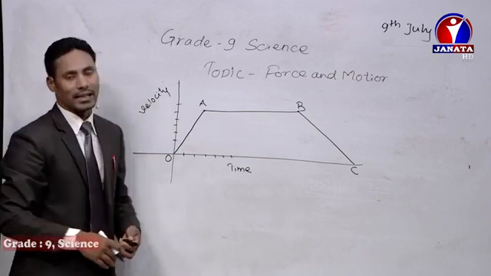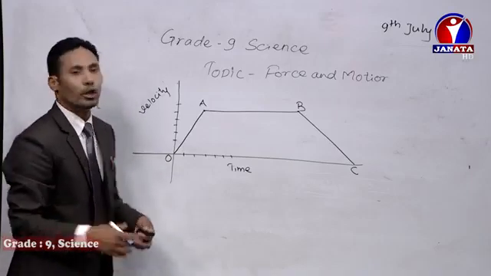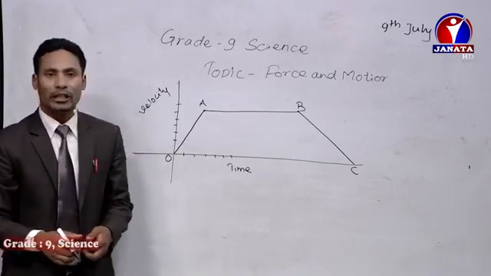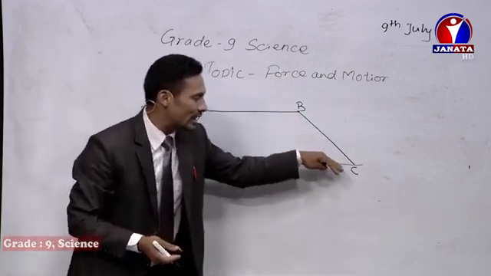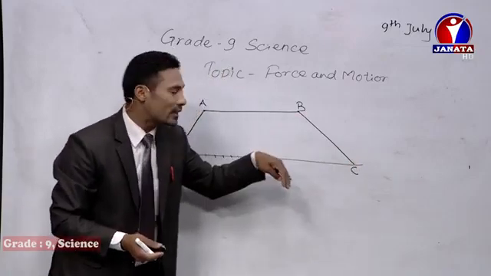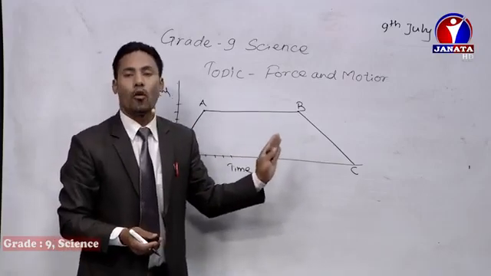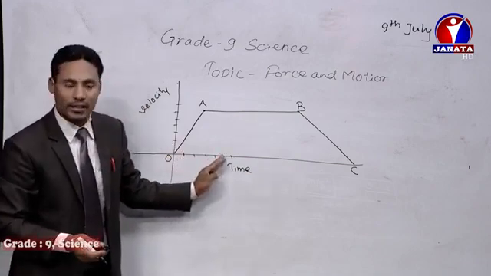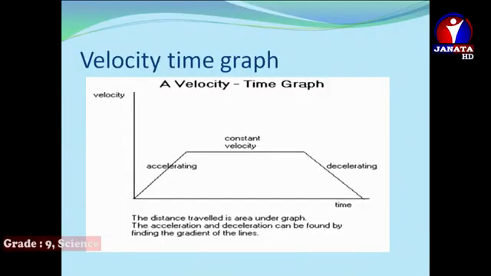Another condition for zero acceleration is when the object is at rest, because there is no change in velocity, so the acceleration is 0. Similarly, if the velocity decreases, for example from B to C, as the time increases, that is a negative acceleration or retardation. So if the velocity increases, it is positive acceleration. If the velocity is constant, it is zero acceleration. If the velocity decreases, it is called retardation.